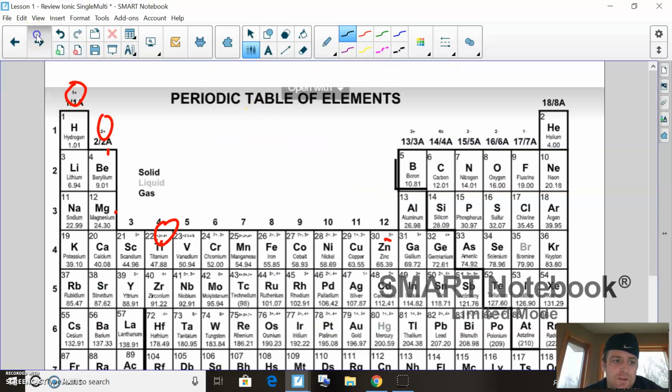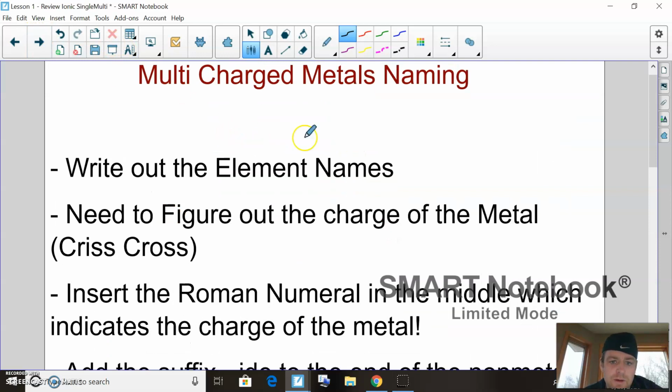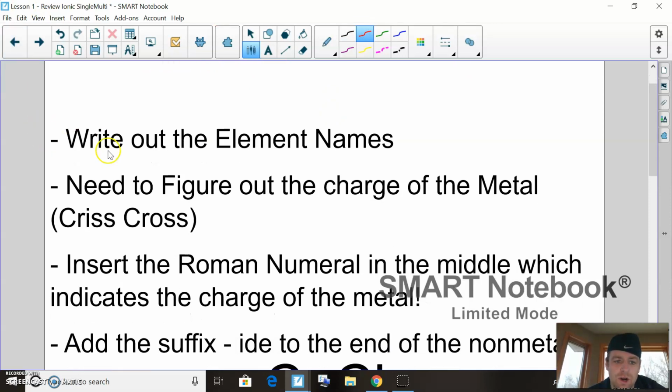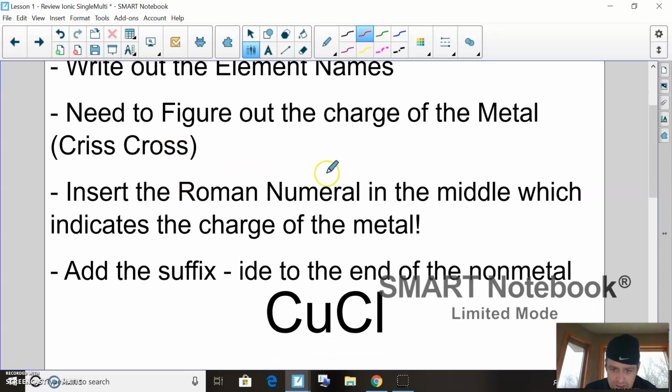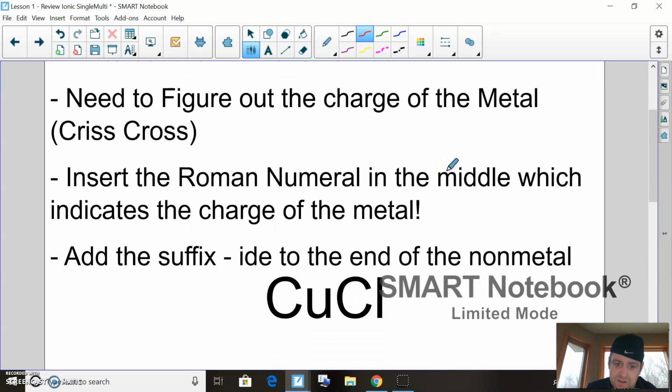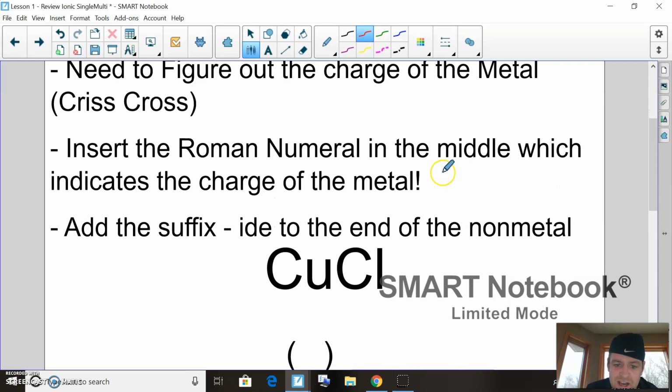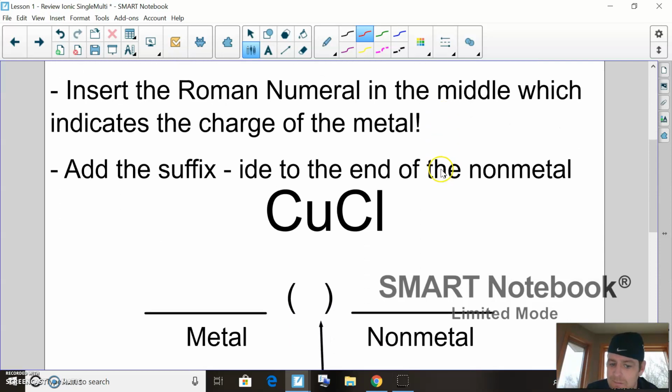Now we're moving on to what we call multi-charged metals. All right, now these just get a little bit different. Remember, multi-charged are the ones that can have more than one charge. All right, the process is this. Write out the elements' names like you did last time. You need to figure out the charge of the metal, so we do what we call crisscross. Insert the Roman numeral, which indicates the charge of the metal, and add the suffix "ide" to the end of the non-metal. Same process, all right?